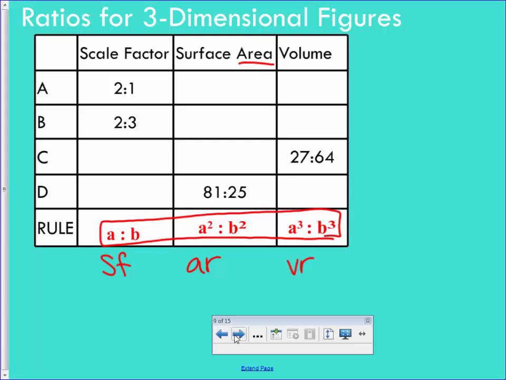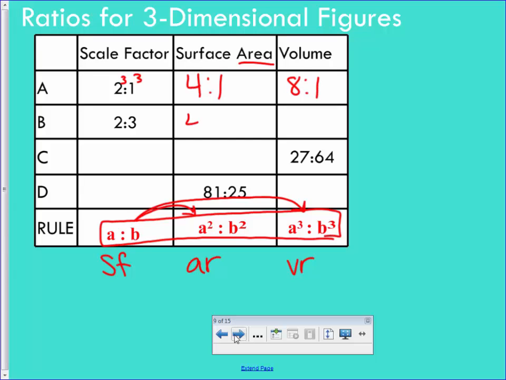So to go from scale factor to the surface area ratio, we square it. To get to the volume ratio, we have to cube it. So let's go ahead and fill in this chart first. So if our scale factor is 2 to 1, our surface area ratio is 4 to 1. And now remember, you got to cube the scale factor. You do not cube the surface area. So this will be 8 to 1.